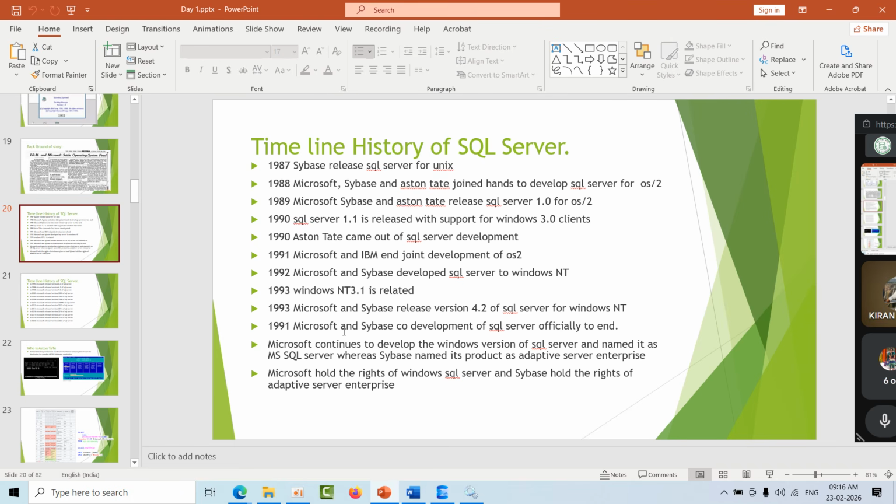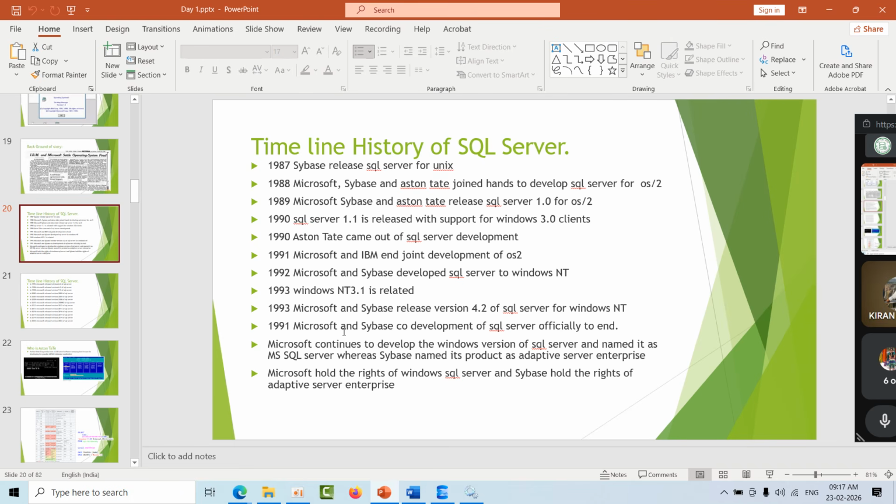So that's how they got a mutual agreement. Sybase, you take the code for OS/2. I will take the code for Microsoft Windows. I had the code, but that code had to be converted into the C++ language. So that's the reason our journey started from SQL Server 2005. All the SQL Server versions before 2005 were based on that Sybase code only. Microsoft completely changed the code, everything, from SQL Server 2005 onwards.